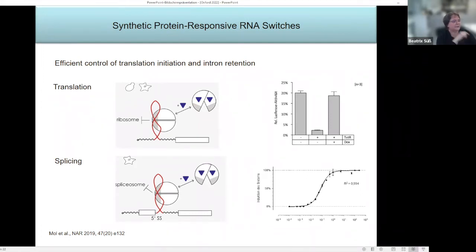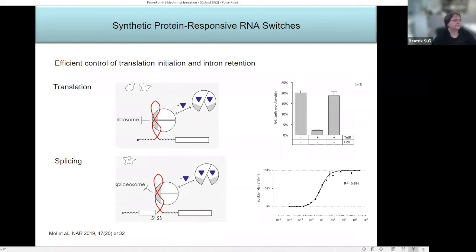And we have here, of course, a dose-dependent effect also from the copy number, so we can increase translation regulation if we add not only 1 but 2 or 3 of these aptamers in the 5' UTR.